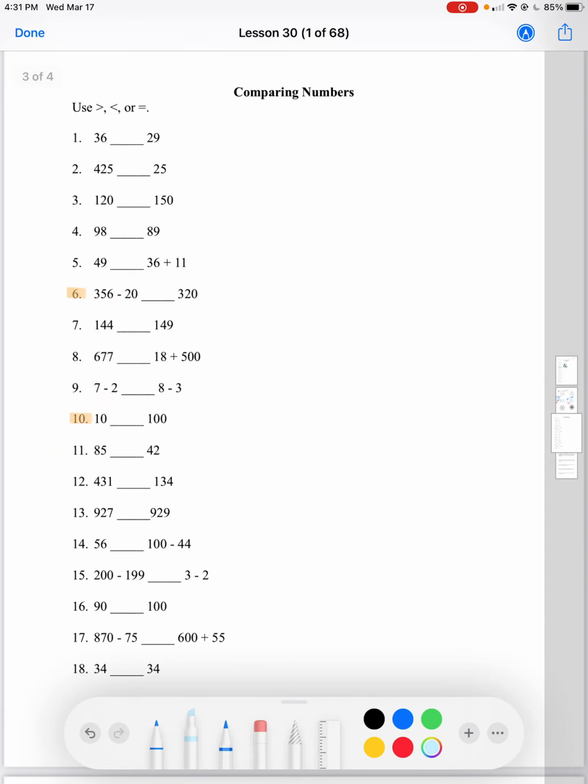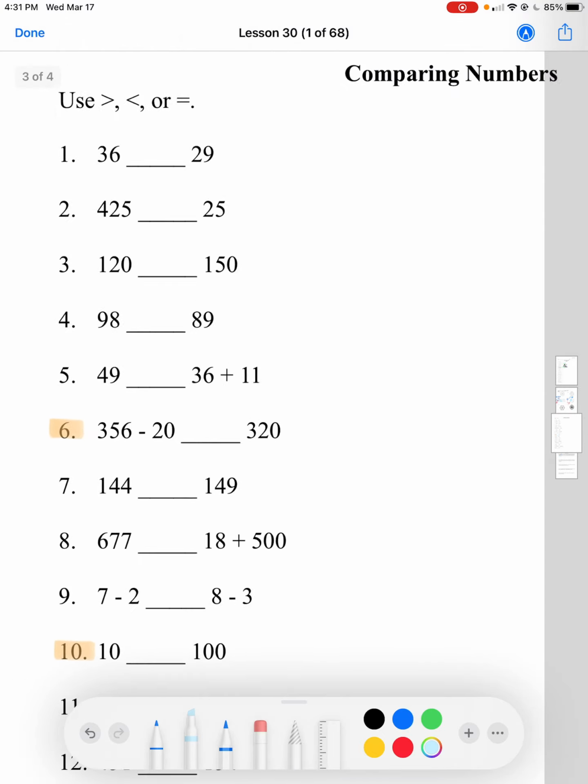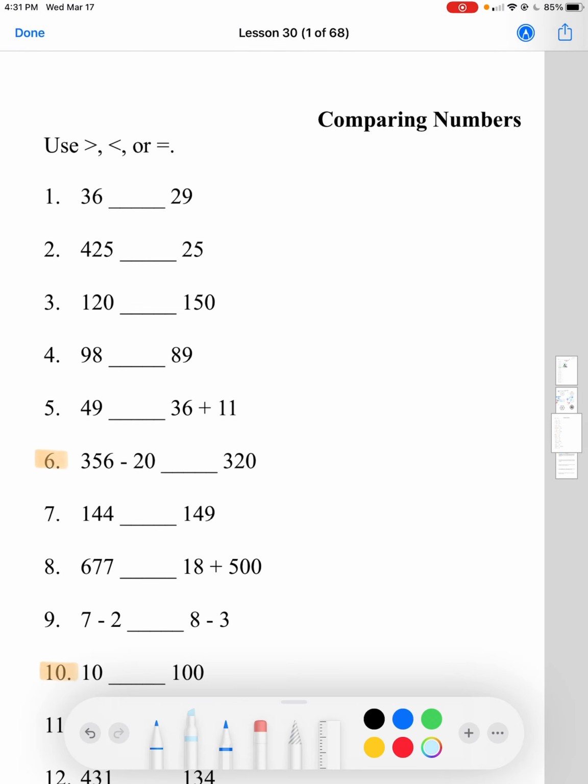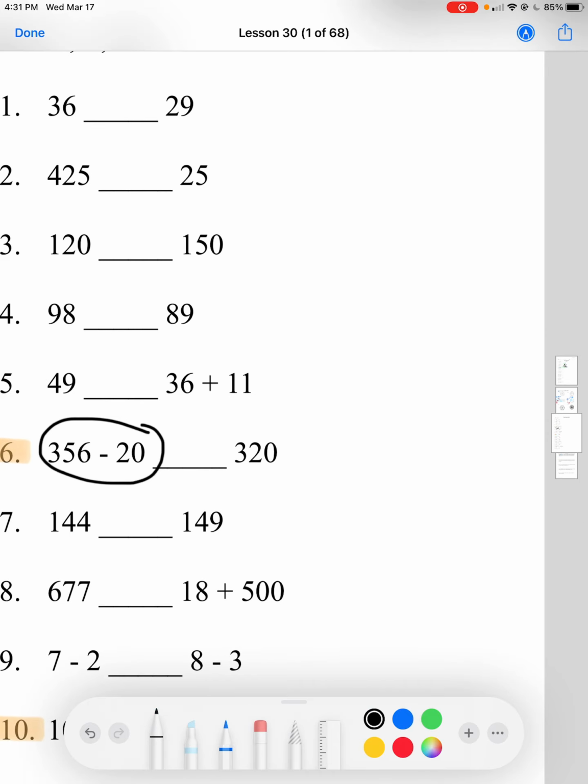Now let's go over comparing numbers. Let's go over number 6. We have 356 minus 20 compared to the number 320. So let's subtract this expression to see what number we get, and we'll compare that with 320.